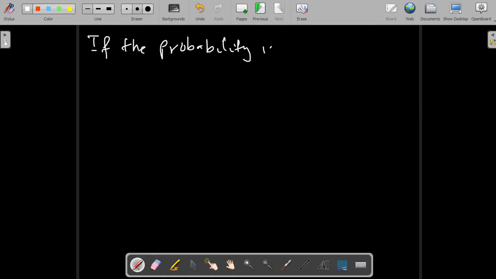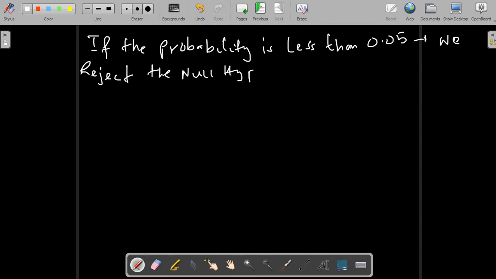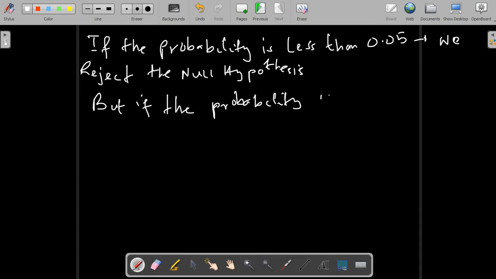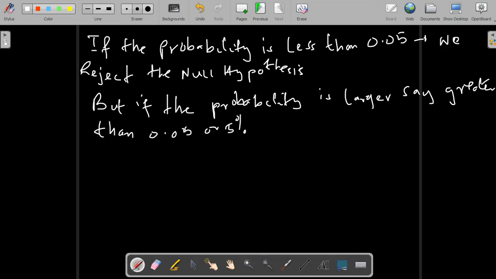If the probability is less than 0.05, we reject the null hypothesis, by concluding that beta 1 estimated is equal to 1.00. But if the probability is larger than 0.05 or 5%, we accept the null hypothesis.